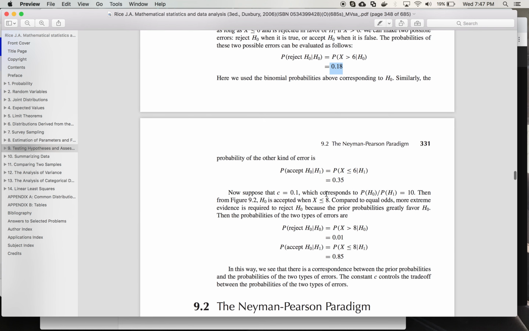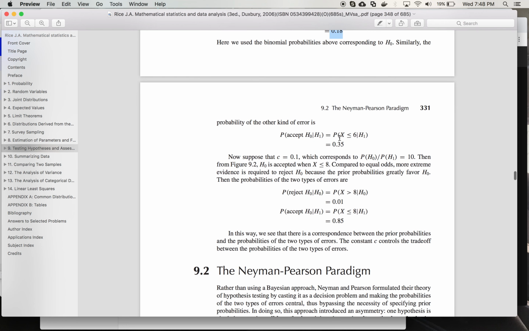Let's say our critical value was 0.1. That means the probability of h0 divided by the probability of h1 is 10. We already believe that the number of heads that we got is from coin 0, that we have a high confidence it's coin 0 prior to the experiment itself. Then in that case, when we calculate the probability of rejection of h0 given h0, it is 0.01, and the acceptance of h0 given h1 is 0.85. And this is the basics of Bayesian methodology for the likelihood ratio.